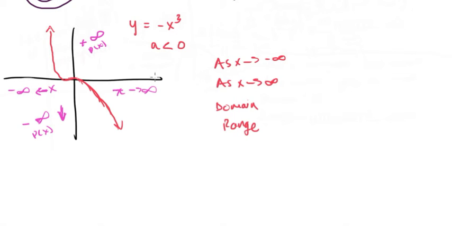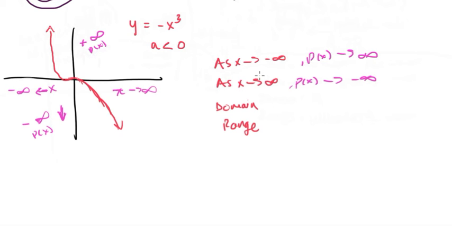Let's see here. As x approaches negative infinity, so we're looking at this side of the graph, what does p of x do? It looks like p of x is approaching positive infinity. So p of x approaches positive infinity. Now, as x approaches positive infinity, we're going in this direction, and it looks like p of x is approaching negative infinity. So we'll say p of x approaches negative infinity.